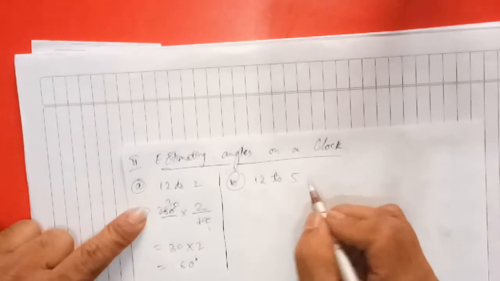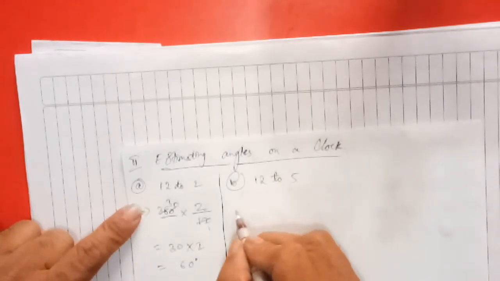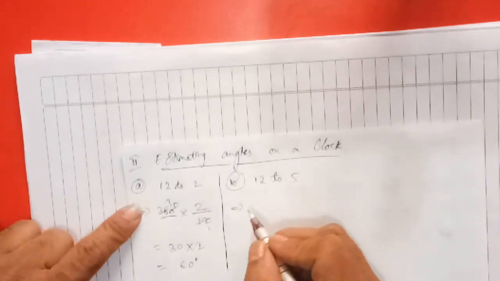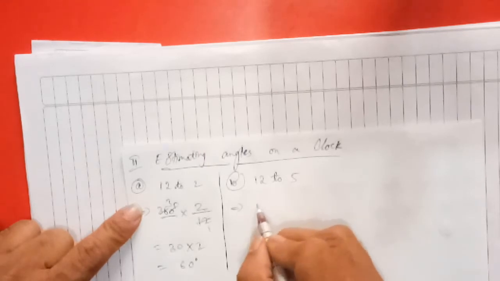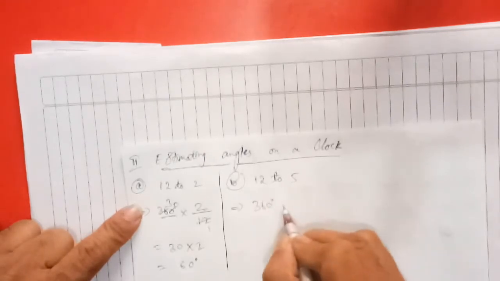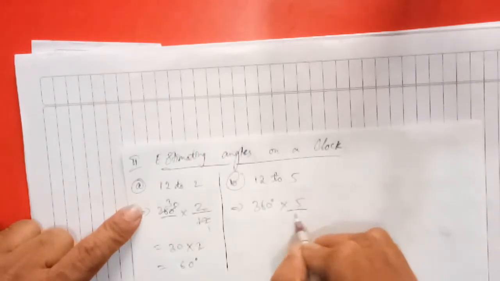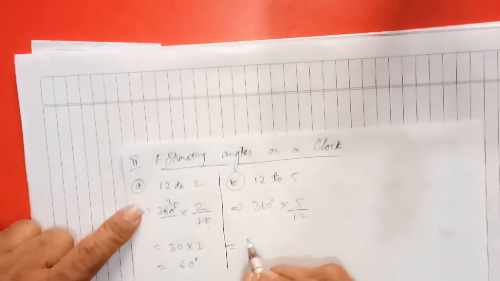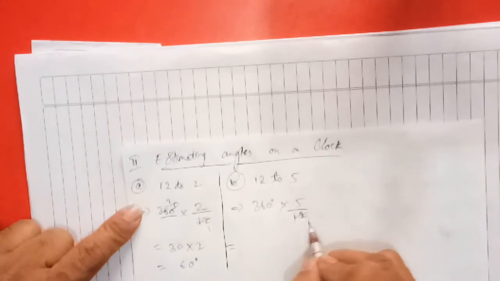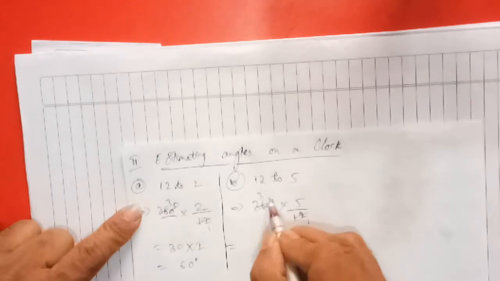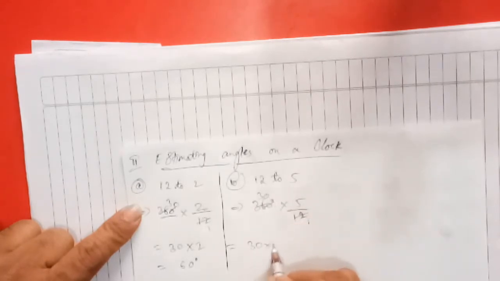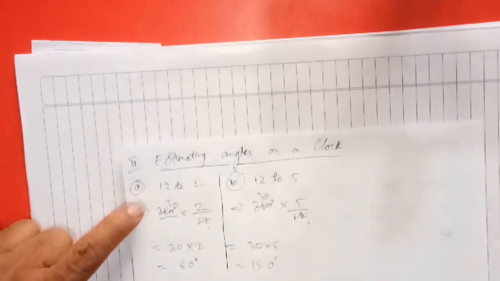12 to 5. Right? So here you see, we can take 360 degrees into 5 divided by 12. Similarly we can cancel: 12 ones are 12, 12 threes are 36, 12 zeros are 0. Now 30 into 5 we have to multiply. 0 times 5 is 0, 5 threes are 15. That is 150 degrees. The angle we got is 150 degrees.